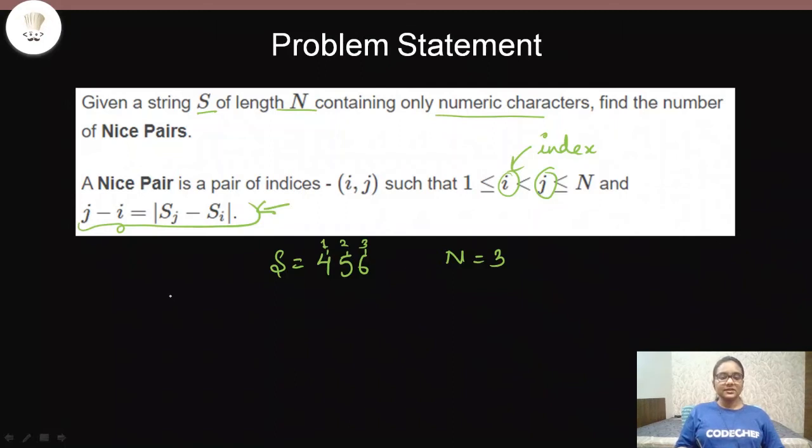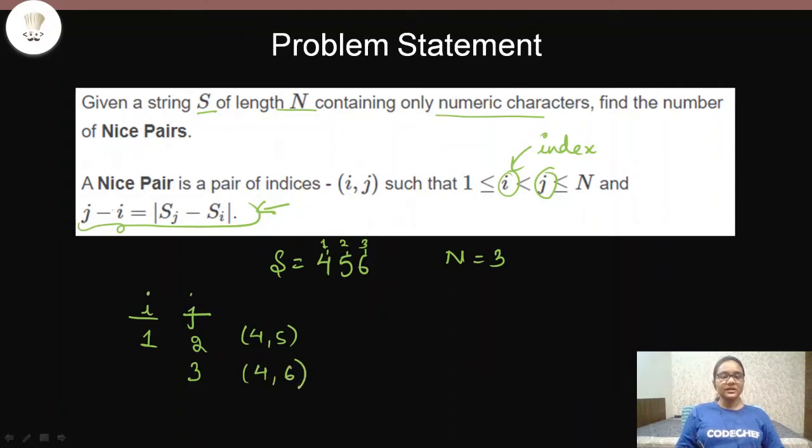Now let us do a dry run and see how this expression is working. Let's take i and j. First we will take i equals 1, and j values can be 2 and 3. It cannot be 1 because 1 comma 1 means an element cannot make a pair with itself. So these are the two pairs possible with the first element. The pairs that will be formed are 4 comma 5 and 4 comma 6.